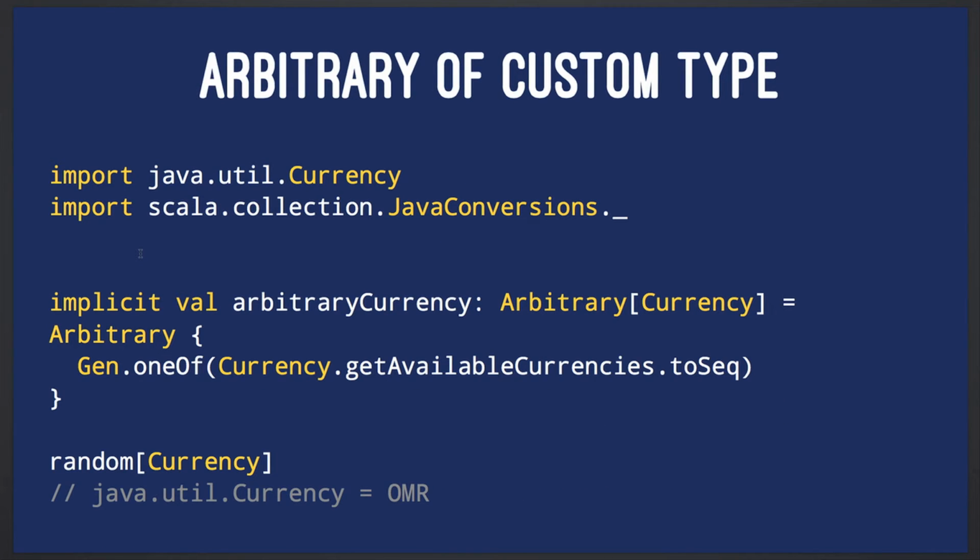So what happens if ScalaCheck Shapeless is not really able to infer our type? Obviously, we still have the old way, the boring way. So we can still define arbitraries manually. So for example, if we use Java util Currency, that is a common way of defining currencies, all we have to do is to define an arbitrary and say that an arbitrary is a generator of one of the available currencies. So it's not too bad.